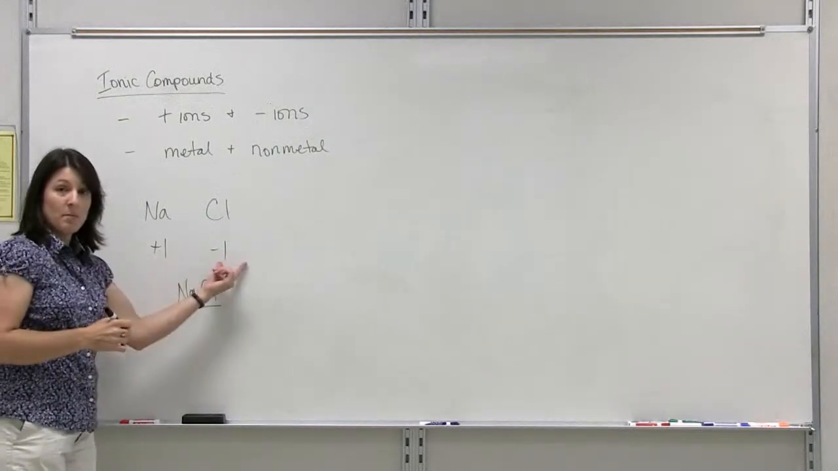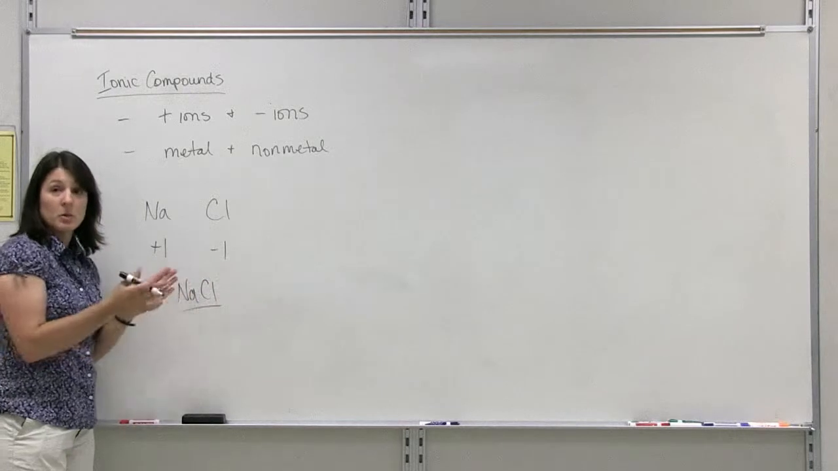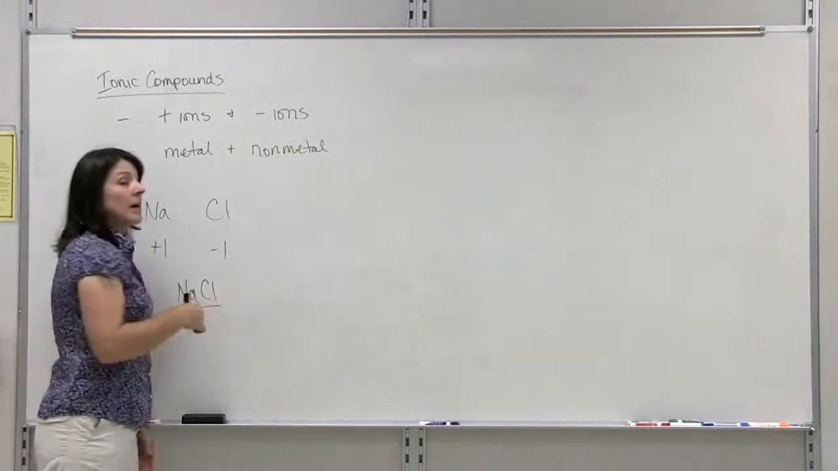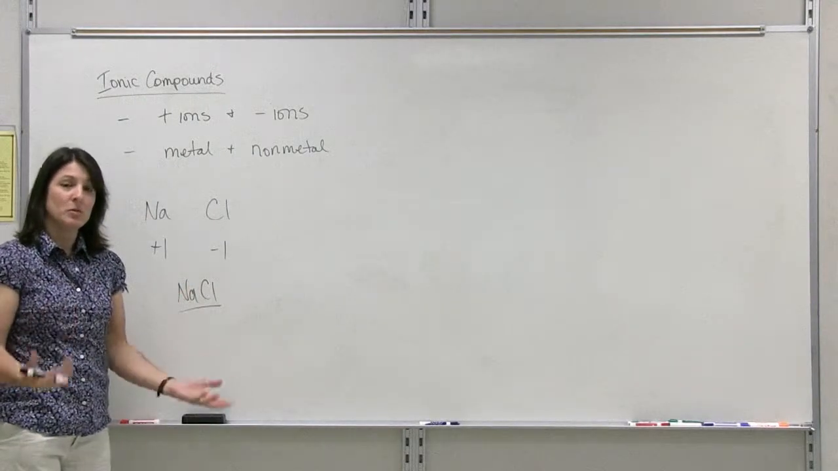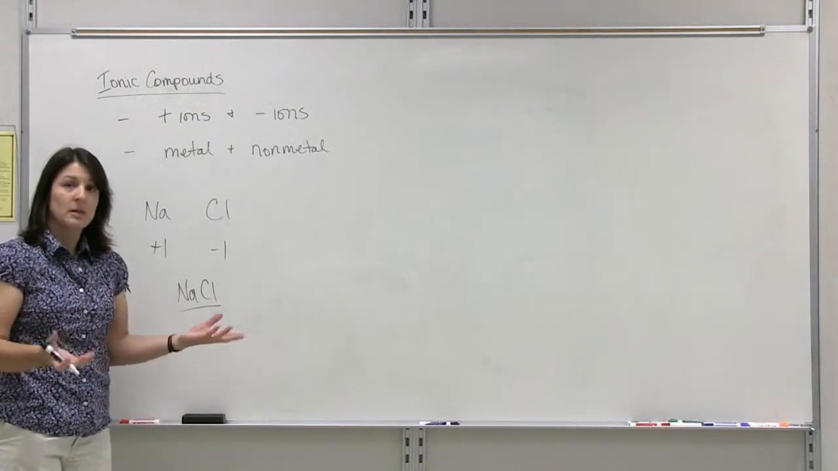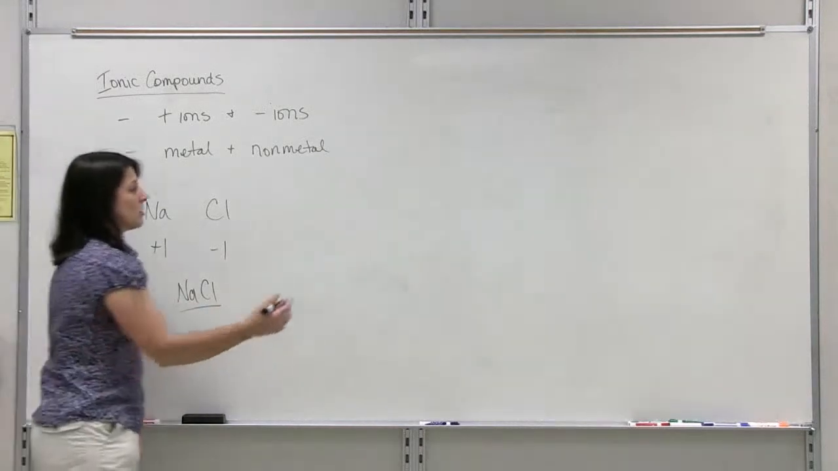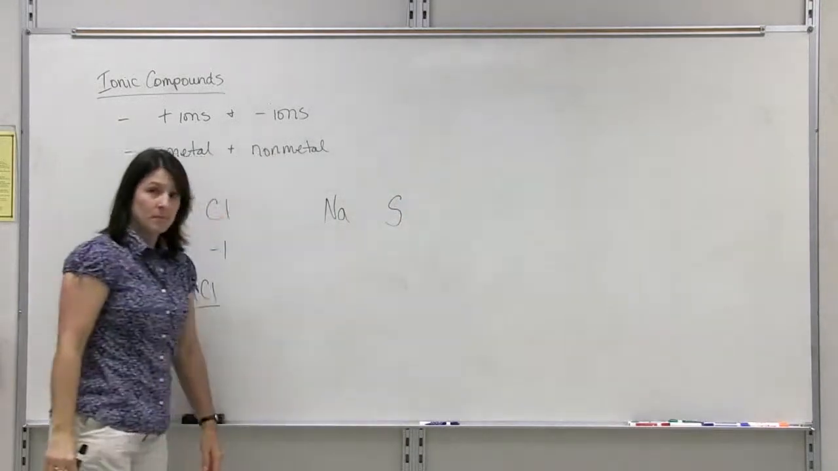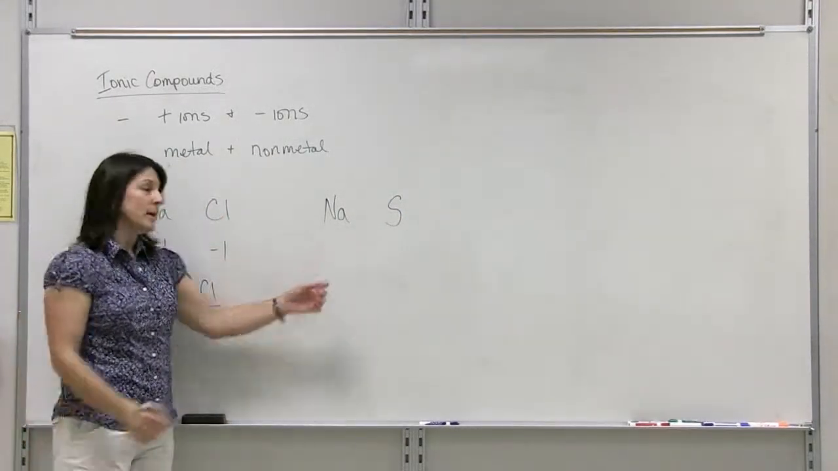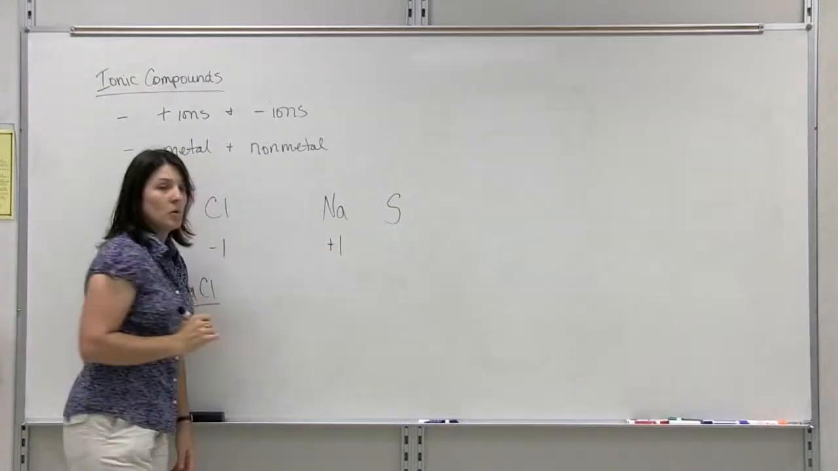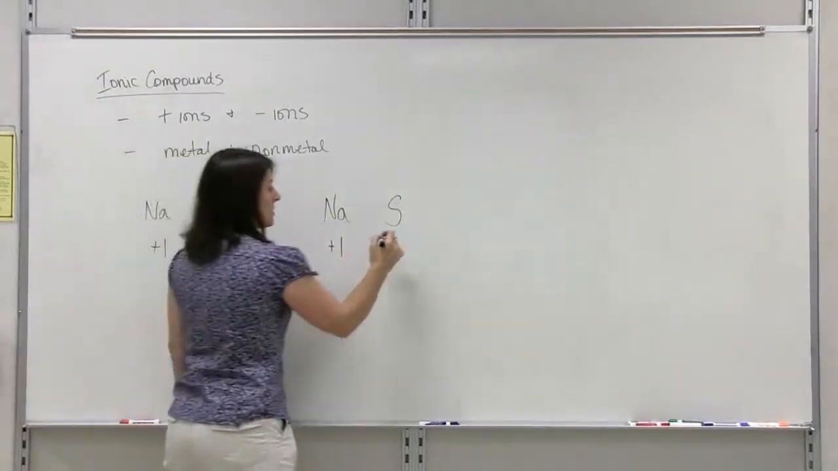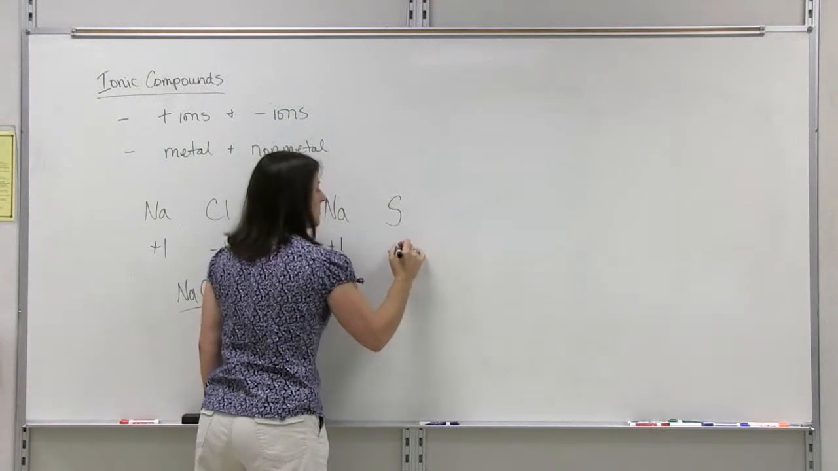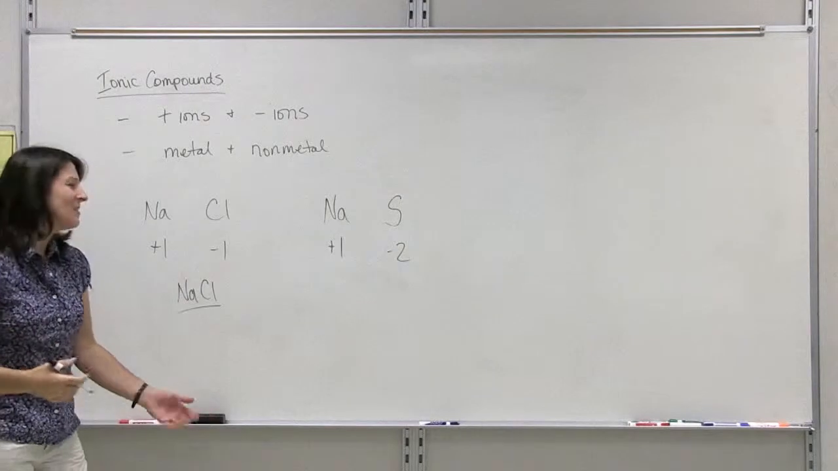So if they are the same number, opposite charge, you can just put them together, one of each, and they cancel each other out to make a neutral compound. However, if their charges are different, you have to go through a process to make sure that your compound is neutral. So let's say we put sodium with sulfur. Sodium, being a group 1A metal, forms a plus 1 ion. Sulfur, being a group 6A nonmetal, forms a minus 2 ion.